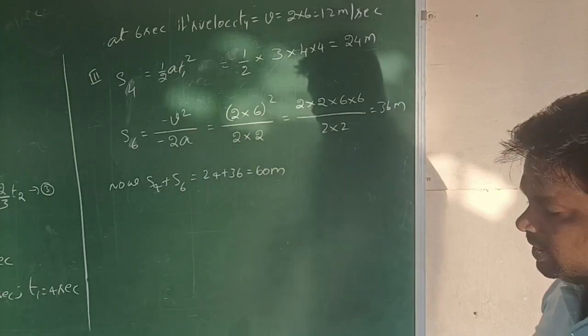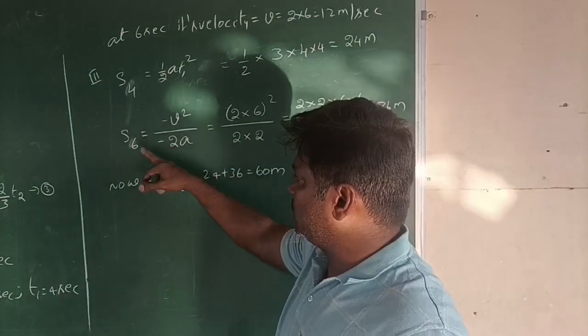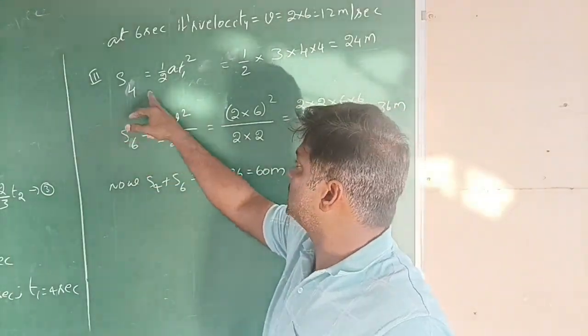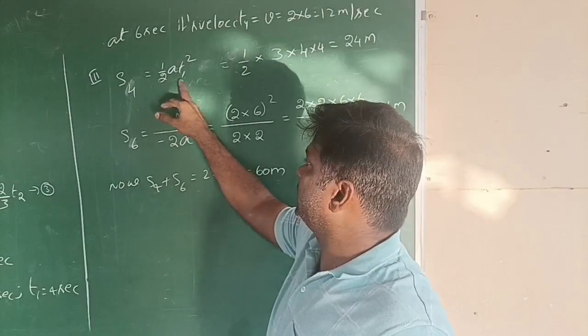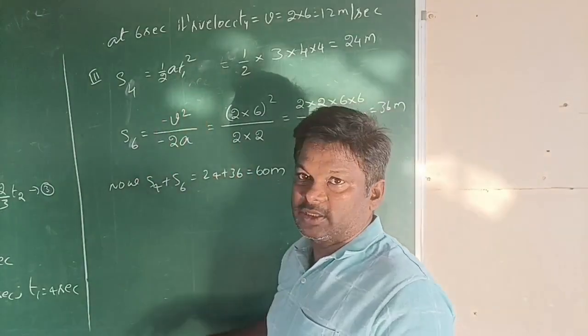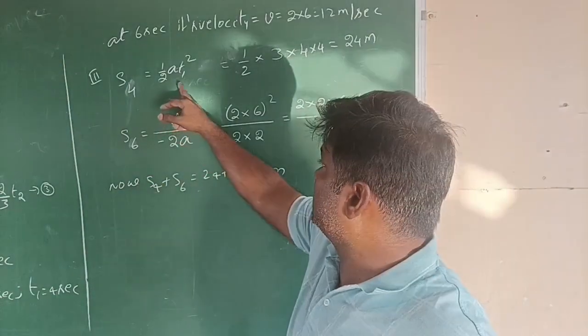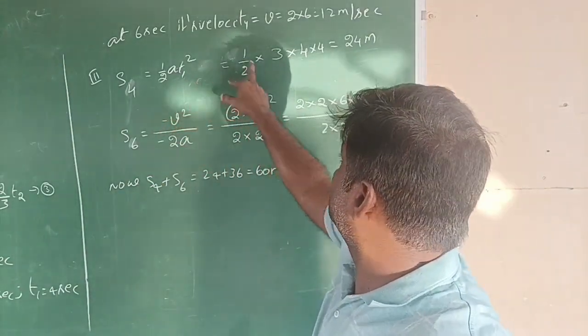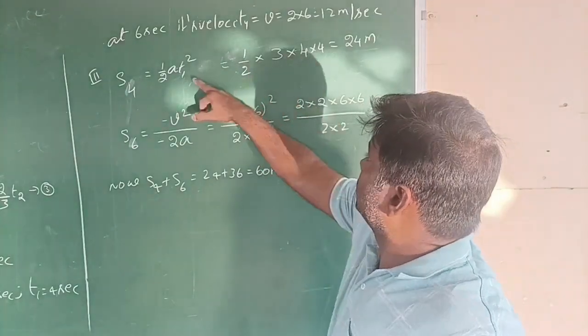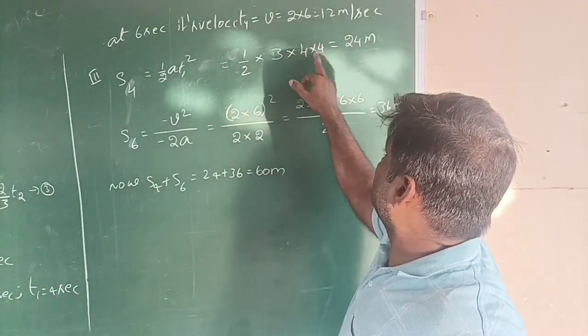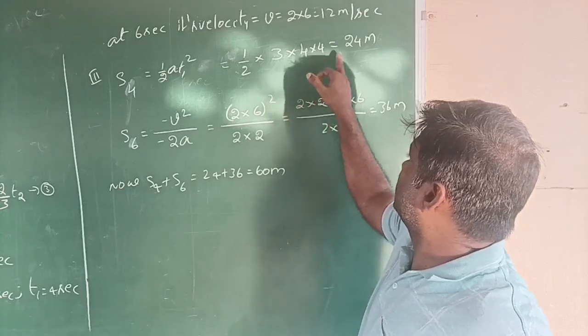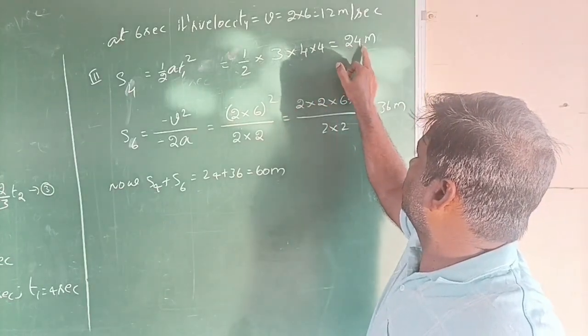Now, what is the total distance during 4 seconds and during 6 seconds? During 4 seconds, half at square is enough, because the initial velocity is 0. ut plus half at square, when u is equal to 0, you get half at square only. Half into a, which is 3, into t square, which is 4 into 4. By simplifying this, you will get 24 meters.